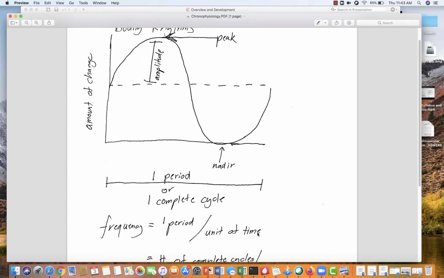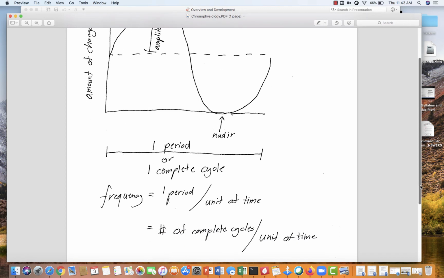Okay, so frequency is one period per unit of time. The unit of time that we're looking at is one complete cycle. So frequency is one period per unit of time, or number of complete cycles per unit of time.